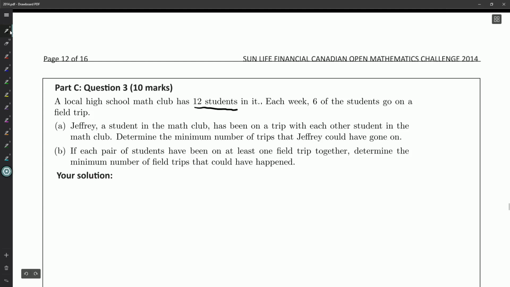Alright, so we've got A part. Jeffrey, a student in the math club, has been on a trip with each other student in the math club. So there's 11 other students. He's been on a trip with each of them. Determine the minimum number of trips that Jeffrey could have gone on.